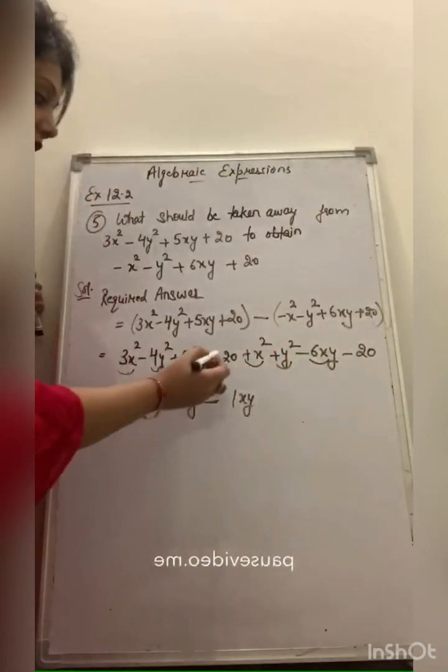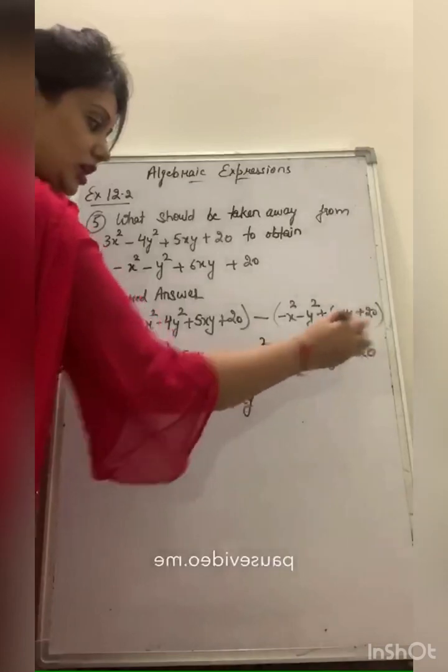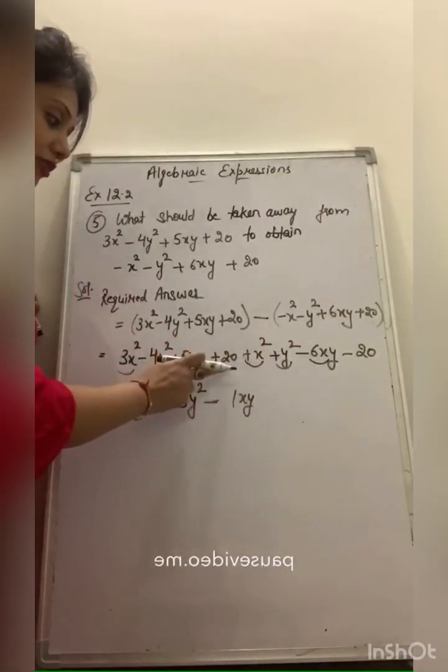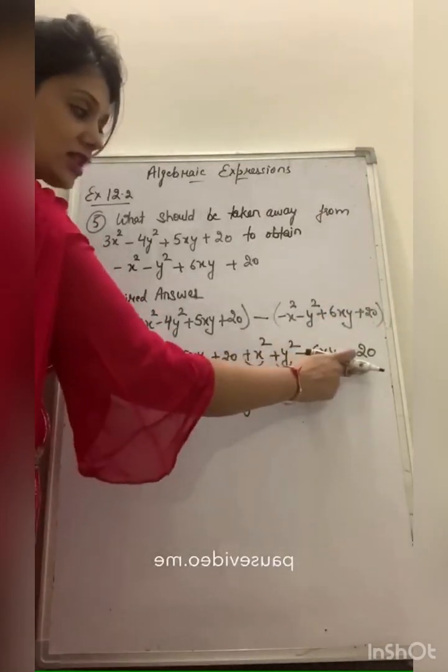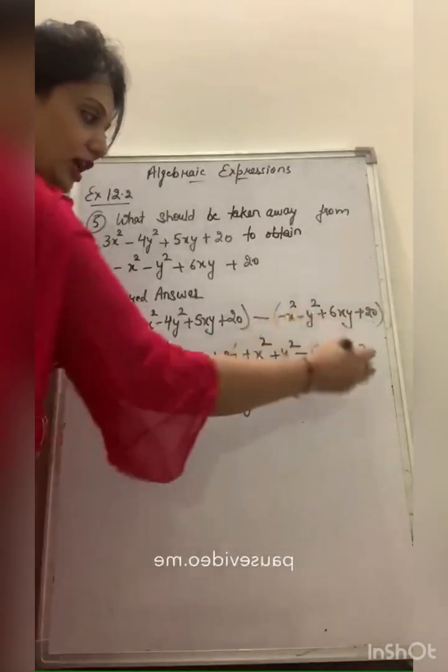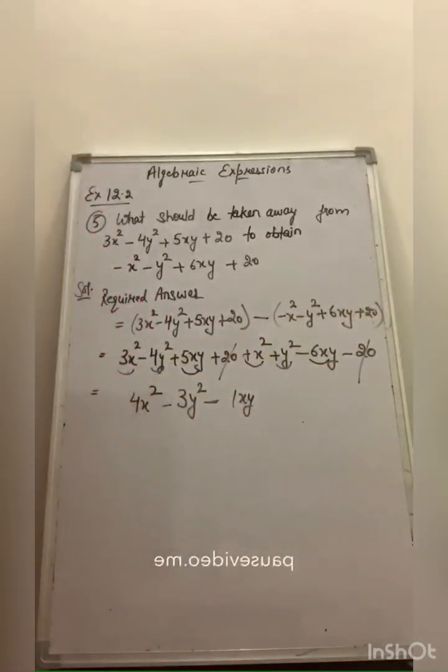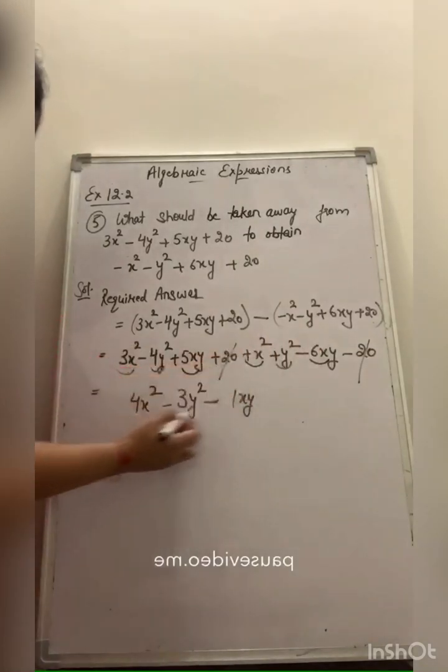Now we are left with plus 20 minus 20. So I have told you earlier also, if one number is positive and the same number is negative, then we can cancel it out. So plus 20 will get cancelled with minus 20, right? So now we are not left with any term. So this is our answer.